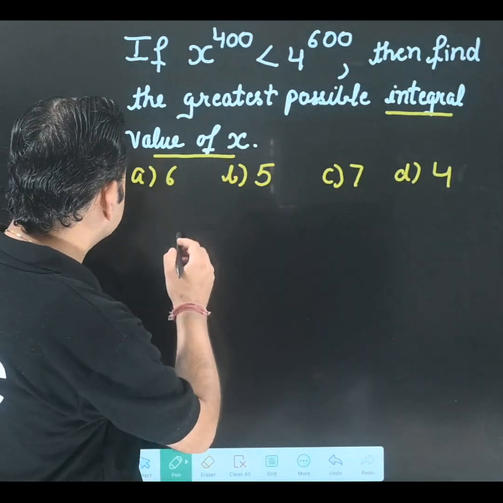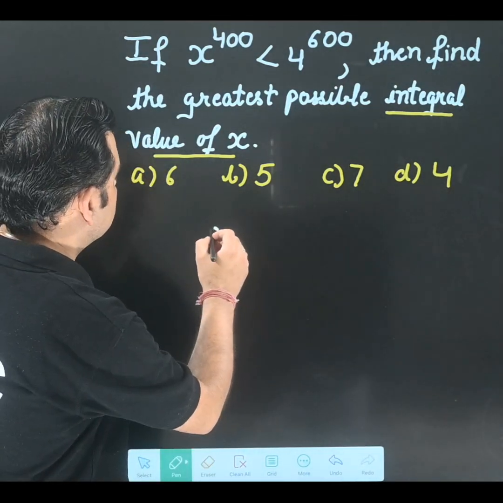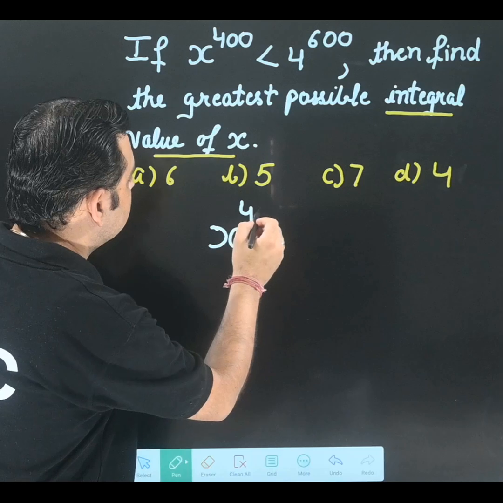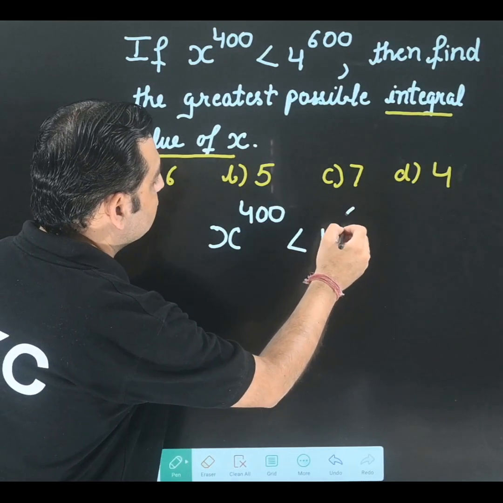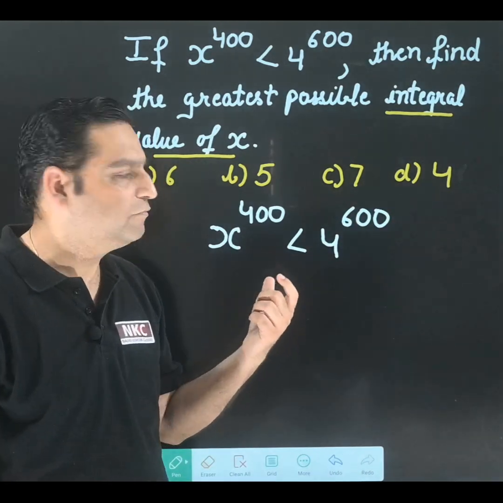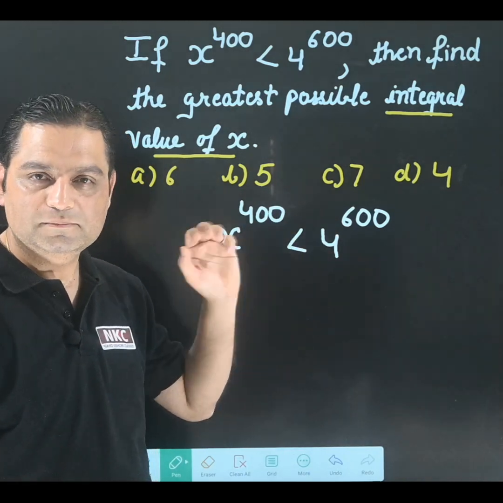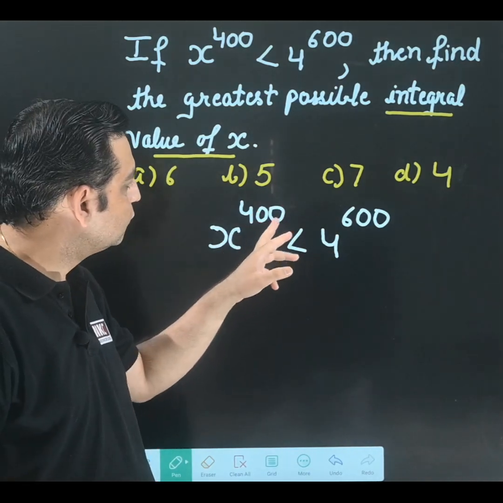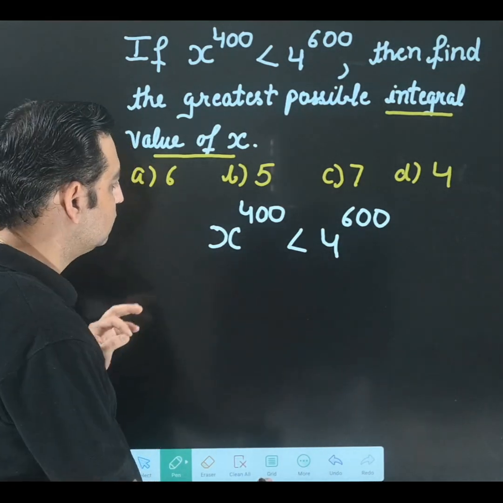So, firstly, we need to solve it a little bit. How will we solve? See, x to the power 400 is less than 4 to the power 600, right? Let us simplify it a little bit. What I am going to do is make both exponents the same. This is 400, this is 600. How will I make it? Please have a look.